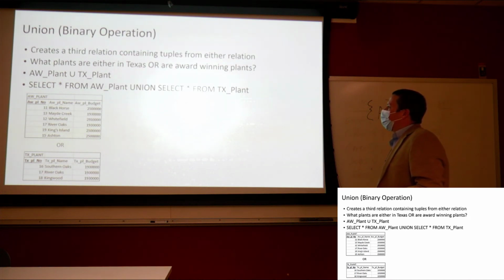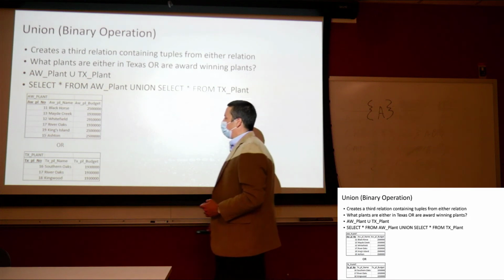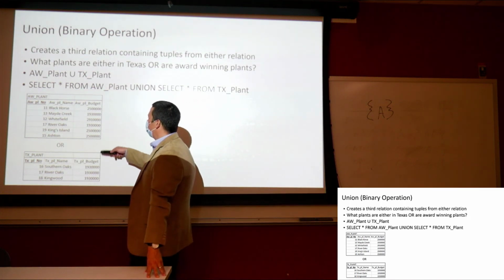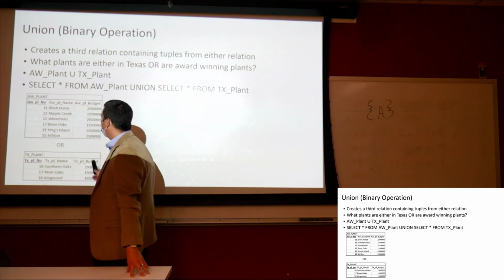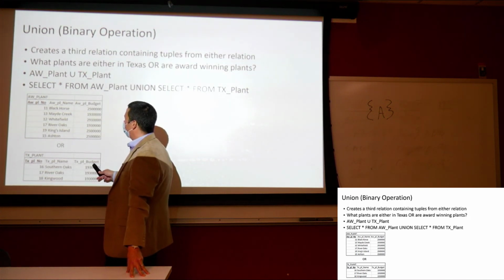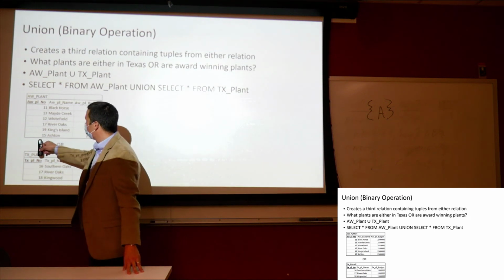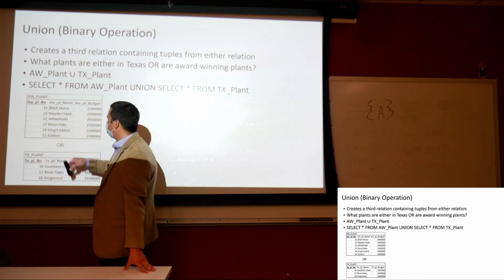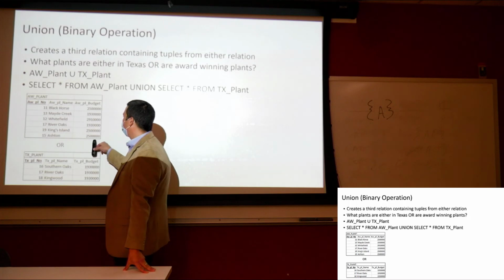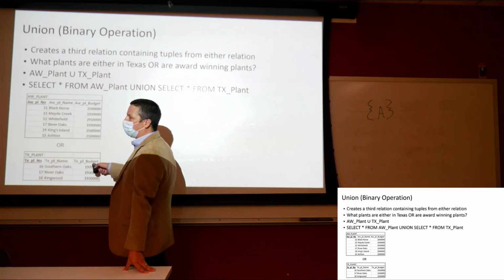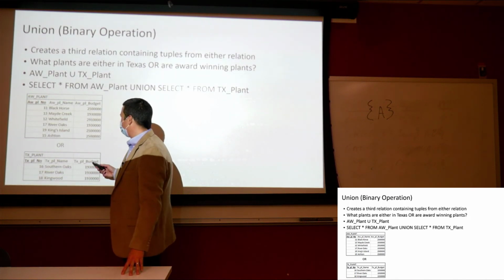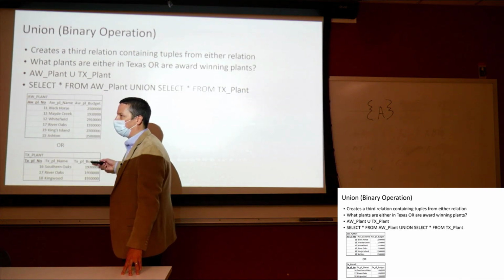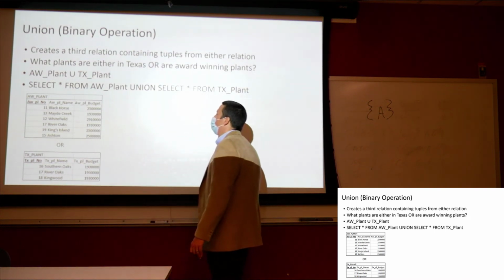So we have our award-winning plants and our Texas plants. These two relations are union compatible because they both have 1, 2, 3 attributes, and the attributes are in the same domain. The first attribute is describing the plant number, the second attribute is describing the name of the plant, and the third attribute is describing the budget of the plant, right? If this was not the budget of the plant, but it was the telephone number of the plant, then these two things would not be union compatible. None of this would make sense to do.